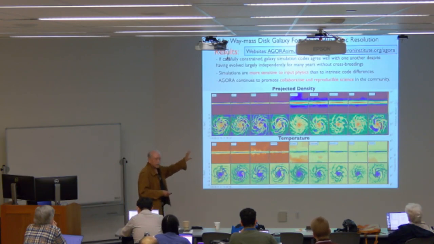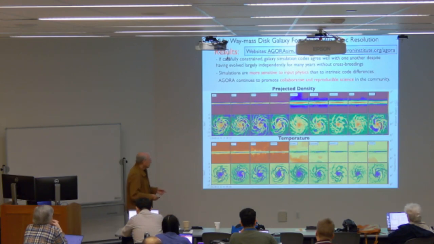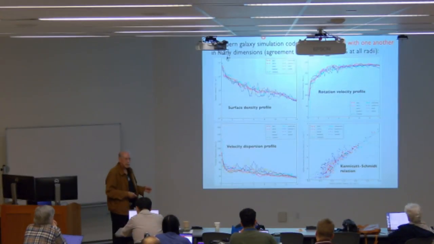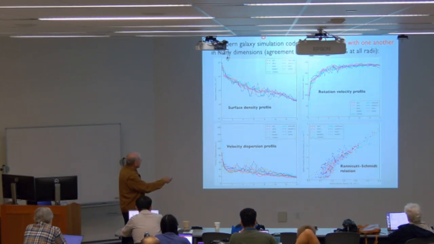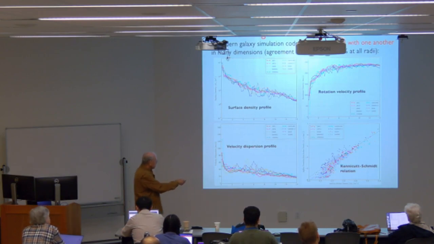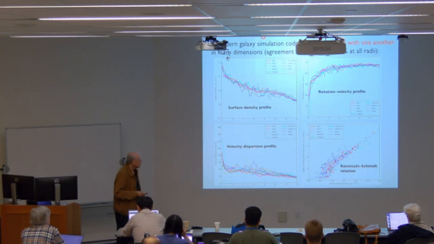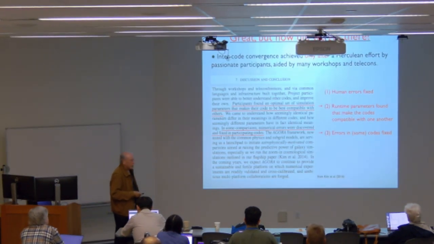The next paper was the isolated disk simulation, and there are 9 codes involved, and there's a big difference in the appearance of the 4 adaptive mesh refinement codes compared to the SPH codes, but surprisingly, the galaxies really look rather similar. The surface density profiles, rotation velocities, velocity dispersion profiles, and they're all pretty consistent with the Kennicutt-Schmidt relation. How was that possible? Well, it turned out that many of the codes actually had mistakes.